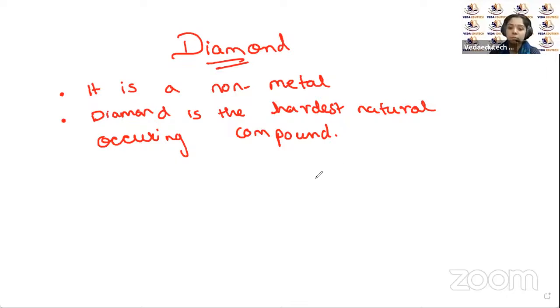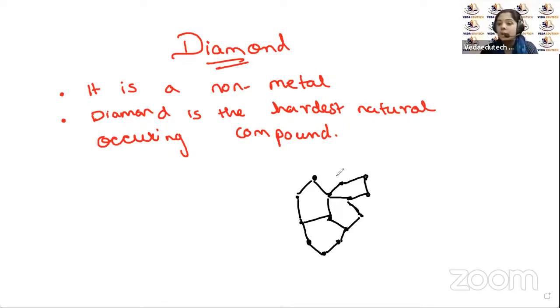There's a carbon. 1, 2, 3, 4. This carbon is attached to other 4 carbons. If I'm talking about this carbon, it will be 1, 2, 3, 4. So again, one carbon is attached to other 4 carbons. Each and every carbon atom is attached to the other carbon atoms.